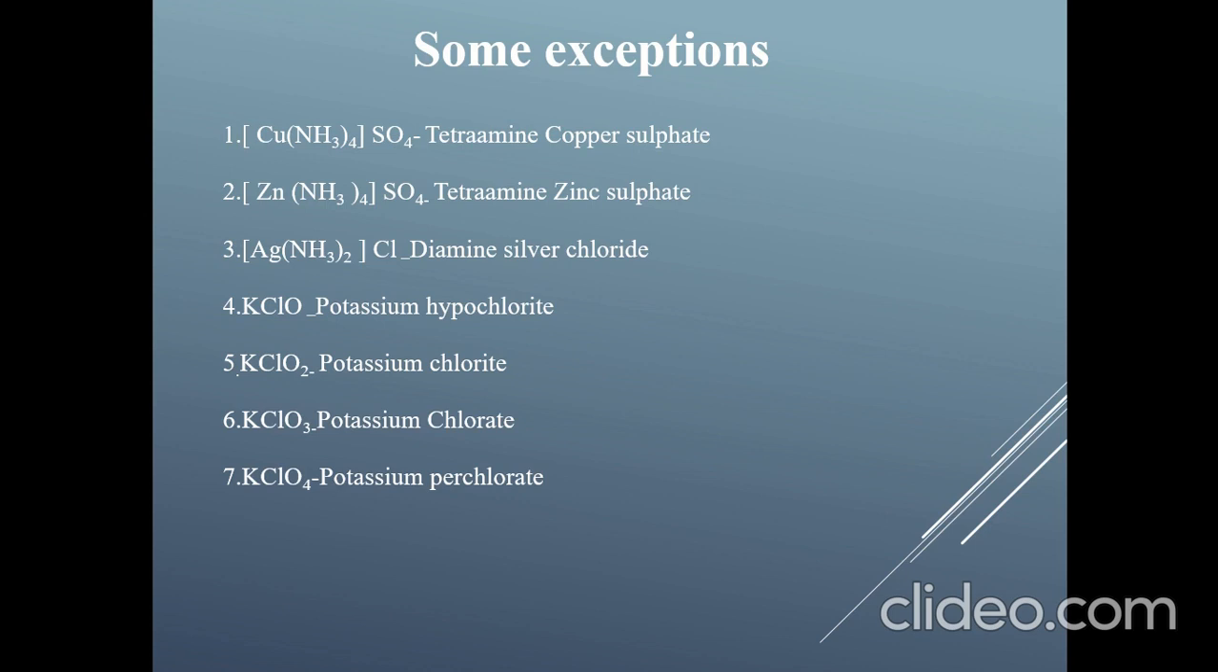So as here 4 is there, it will be tetra. So name of the compound will be tetraamine copper sulfate. Second example, Zn(NH3)4SO4. Now here also it will be tetraamine zinc sulfate. Always remember when SO4 is there, we use suffix ATE, and if it is SO3, we use the suffix ITE.